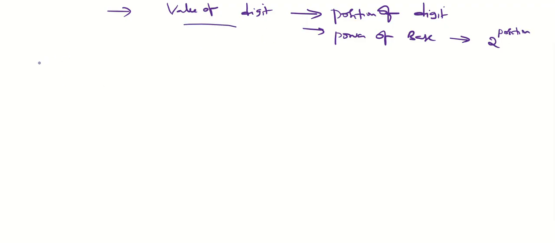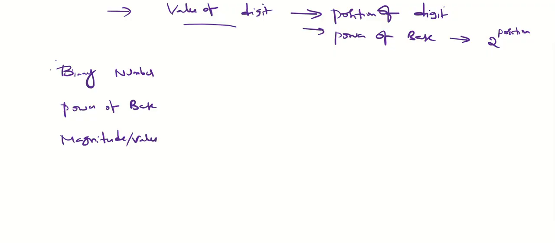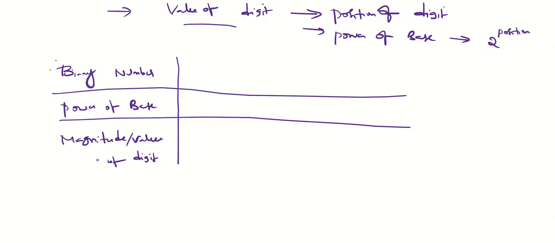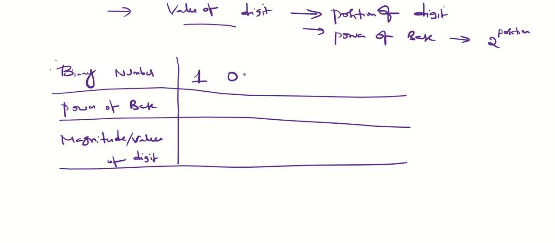Let me take a simple example to find the value of a digit. The first column is the binary number, the second is the power of base, and the third is the magnitude or value of the digit. Because digits are placed in different positions in binary, we should know the exact value of each position, using a formula or from fundamentals. Take the binary value 101.01. It has only a combination of zeros and ones, with no other value. That is the advantage of binary numbers.